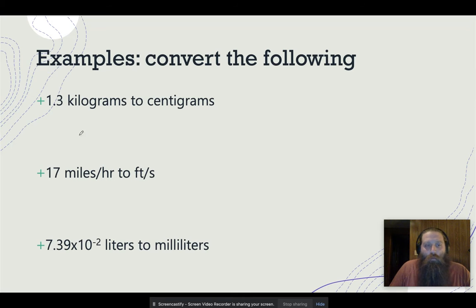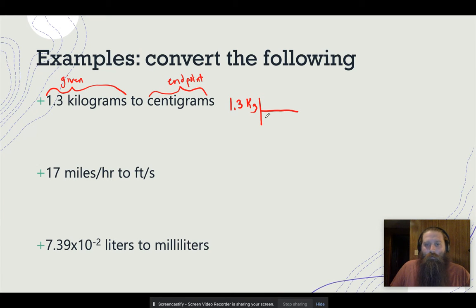So let's go 1.3 kilograms to centigrams. All right, well, here is my given. A given is usually comprised of a number and a unit. All right, you've got to have both. And this is the end point. This is what my answer needs to be referencing. So I'm going to write my given, 1.3 kilograms.